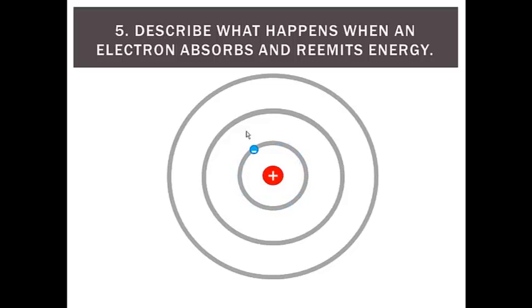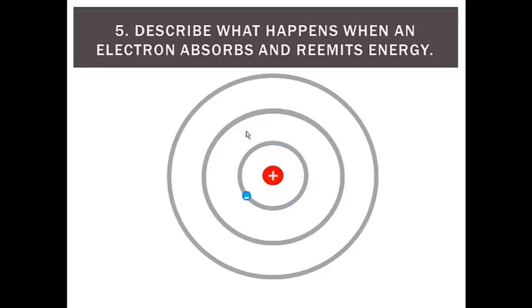Describe what happens when an electron absorbs and re-emits energy. So in an atom, there are quantized energy levels. So there's distinct energy levels that electrons travel in. So here I have an atom with 3 energy levels, and there is 1 electron in the first energy level.